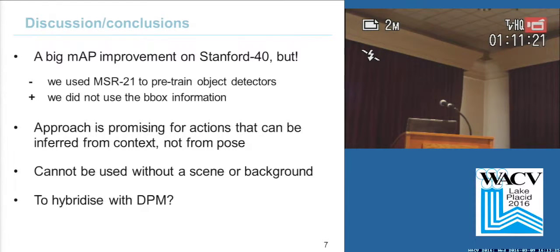The approach is promising for actions that can be fully defined by the context, not from the pose of the actors. So it cannot be used without a scene or background, and could not be used for detecting multiple actions within a single image.